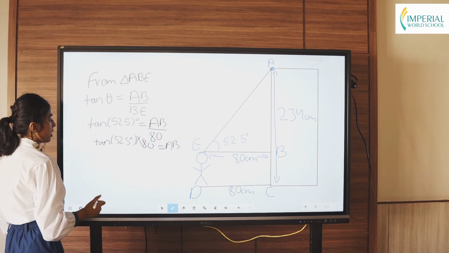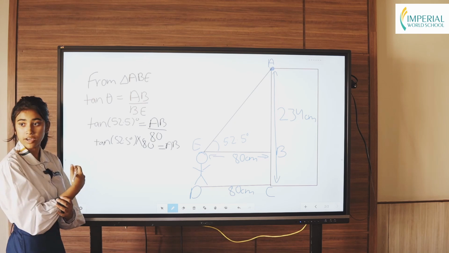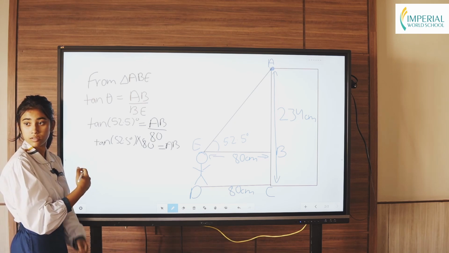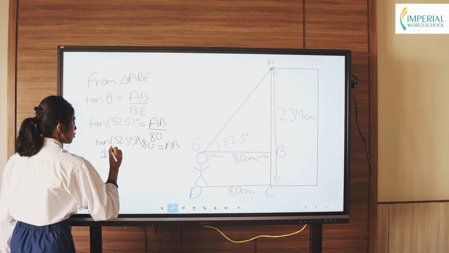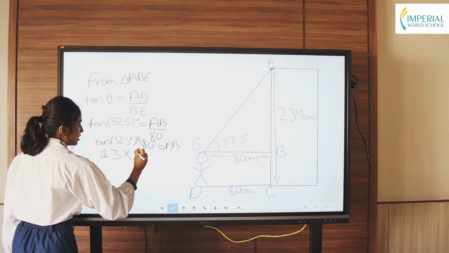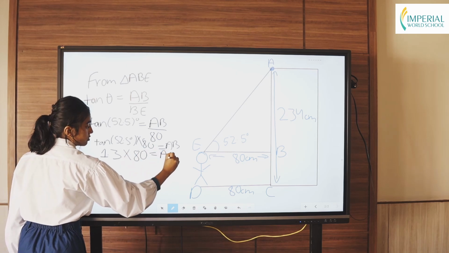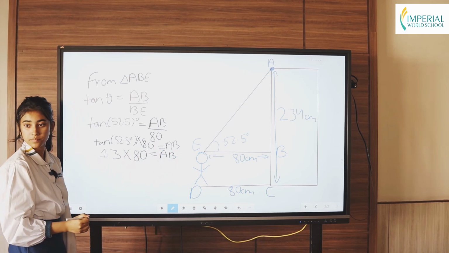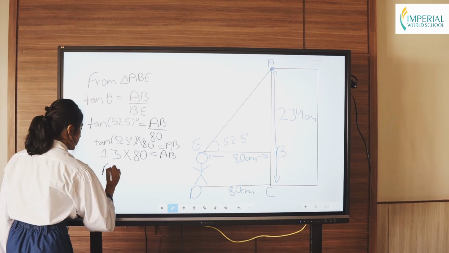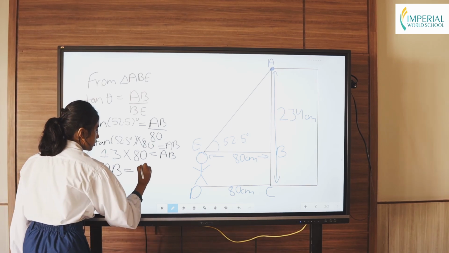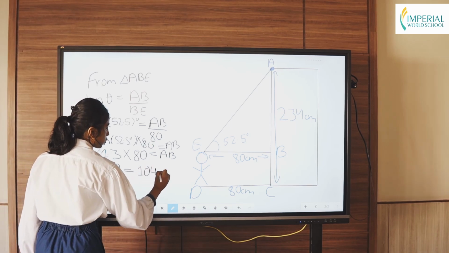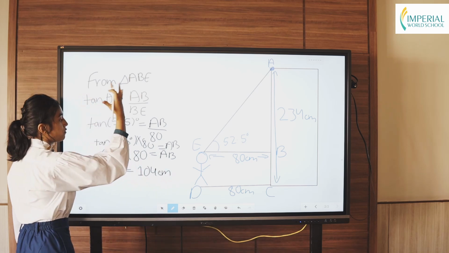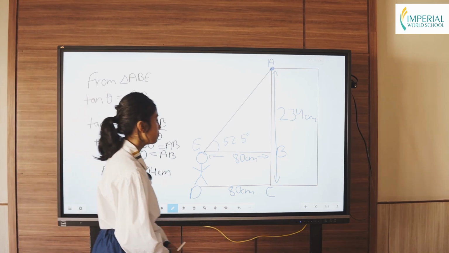Jasmine, can you help me find the value of tan 52.5? It's 1.3. So 1.3 times 80 will be, Jasmine? 104 centimeters. Perfect. So AB will equal 104 centimeters. Now that we have all this, moving on.